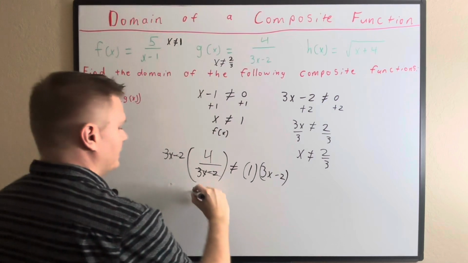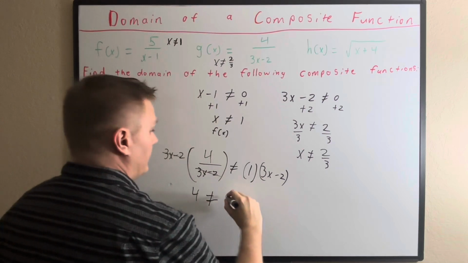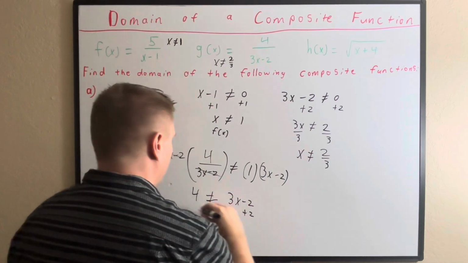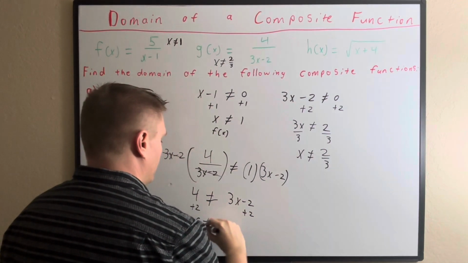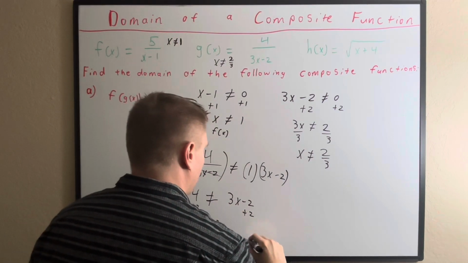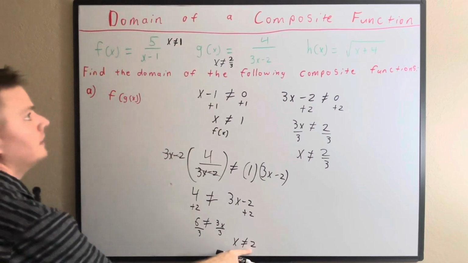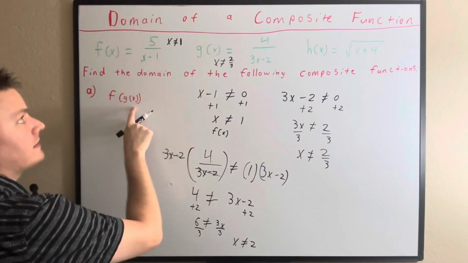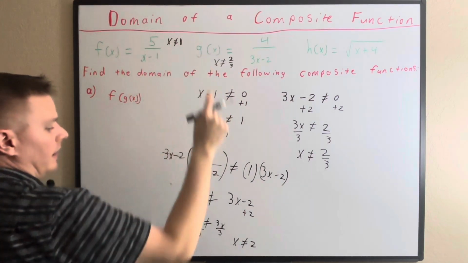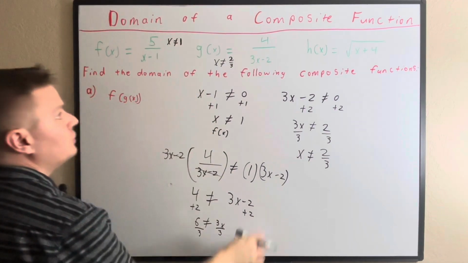And that cancels it out, so we're just left with 4 on this side, and 3x minus 2 times 1 is just 3x minus 2. Well, that was easy, right? Add 2 to both sides. So 3x cannot equal 6, so x cannot equal 2, because 6 divided by 3 is 2, right? So, because it's f of g of x, our domain includes the domain of g of x and whatever output gives us 1, which is 2. So we cannot include 2 or 2/3.